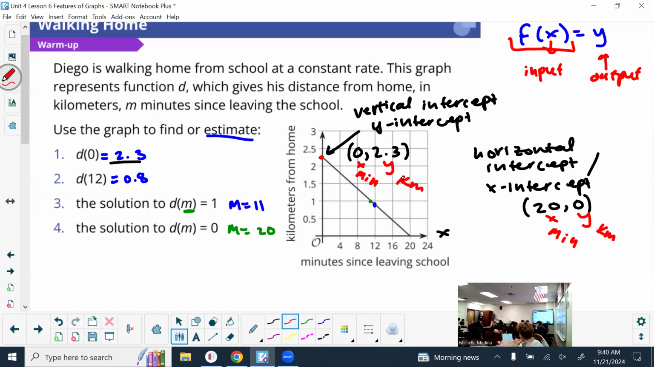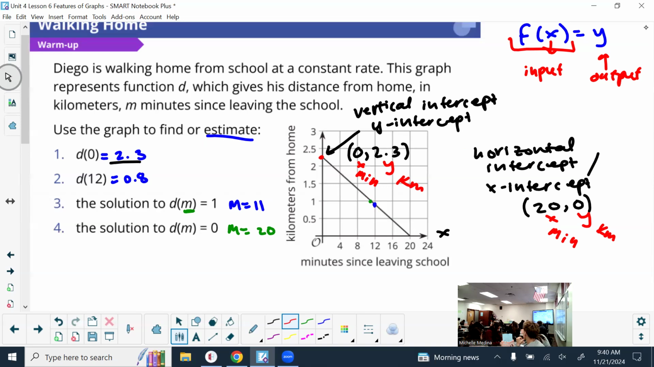Questions on identifying vertical and horizontal. All right, we've talked about maximum and minimum before. The maximum would be like your highest point on the graph. So for this one, this would be my maximum. Your minimum would be your lowest point on the graph. So for that, it would be here.